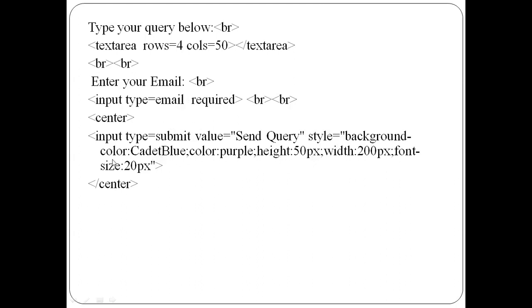My first property is background-color. It will set background color of my button to cadet blue. After that semicolon. Another property is color colon purple, which will set the color of this send query text to purple. After that height 50 pixel, width 200 pixel. So it will set the height and width of my submit button. After that font-size 20 pixel. So the font size of this text send query will be 20 pixel.